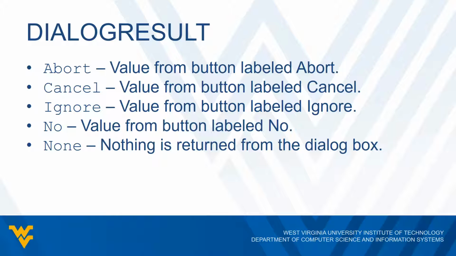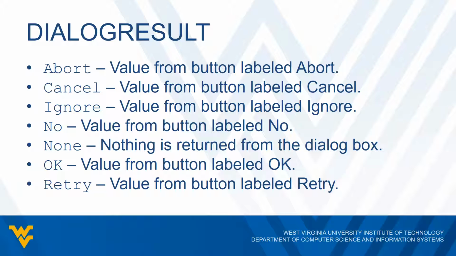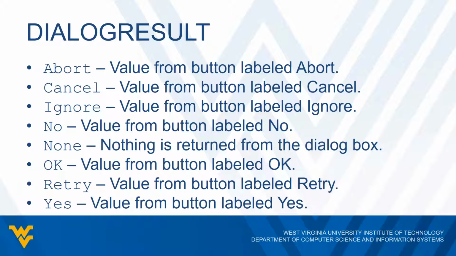And this value can actually be used in cases where maybe we're checking something as long as the value is None, which means as long as the dialog box is still running, maybe we want to do something. So that's where the None value can be useful. We also have the OK value, which just means we clicked on the OK button. We have the Retry value, which means we clicked on the retry button in our message box. And then finally, we have the Yes value, which means that the return value came from a button labeled yes, so we clicked on the yes button.